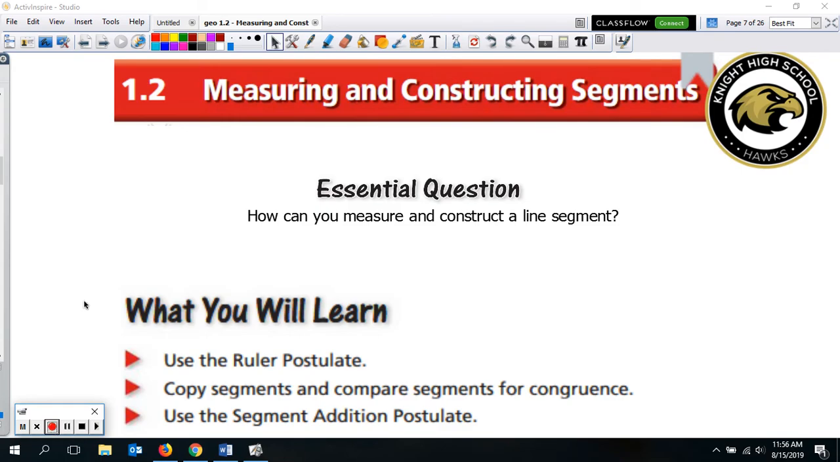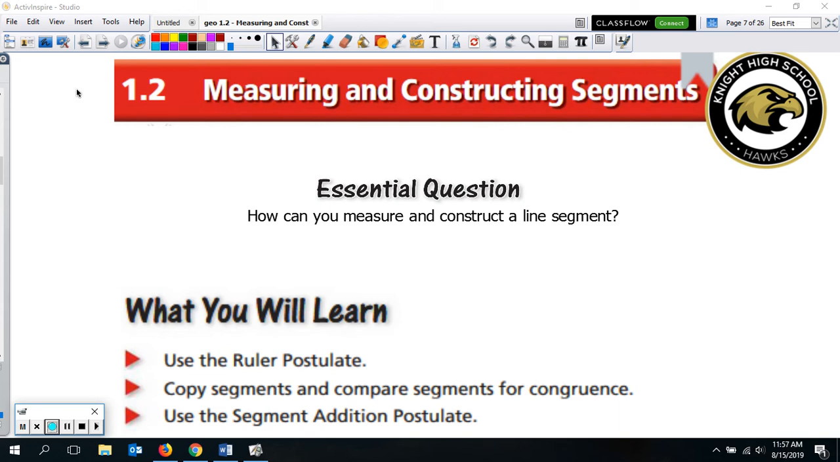Welcome back, geometry students. Here we are with 1.2 from our Big Ideas lessons. In this lesson, it says that we are measuring and constructing segments. The funny thing is that we're not going to be doing so much of that on this video. We're going to do more of that in class. On this video, we're going to spend more of our time looking at vocabulary. There's some new vocabulary we have to look at, and also what the segment addition postulate, this third one at the bottom, really is. We'll look at what the ruler postulate is, but really we'll spend more time looking at segment addition in this lesson.